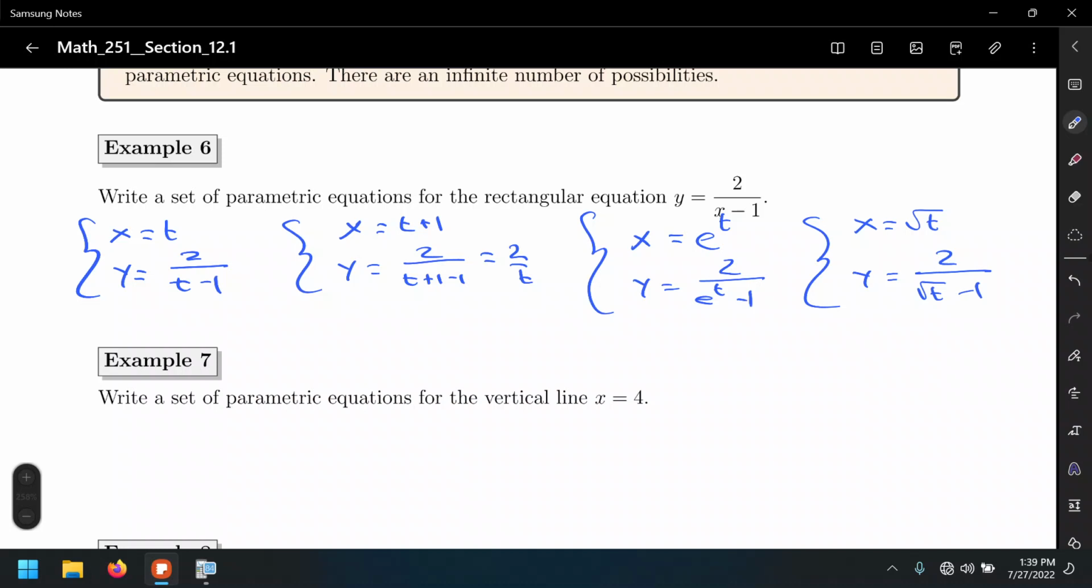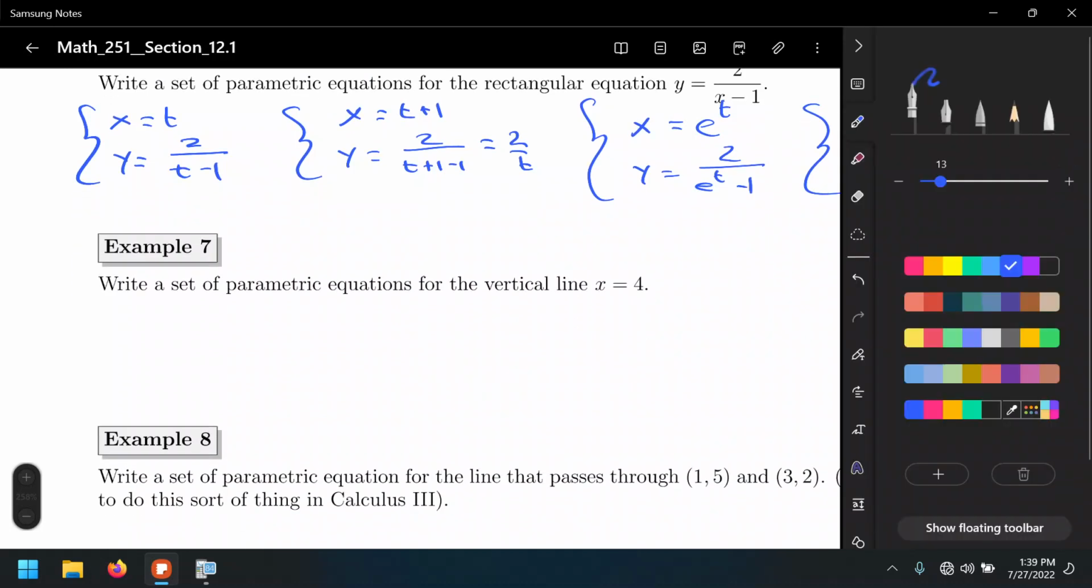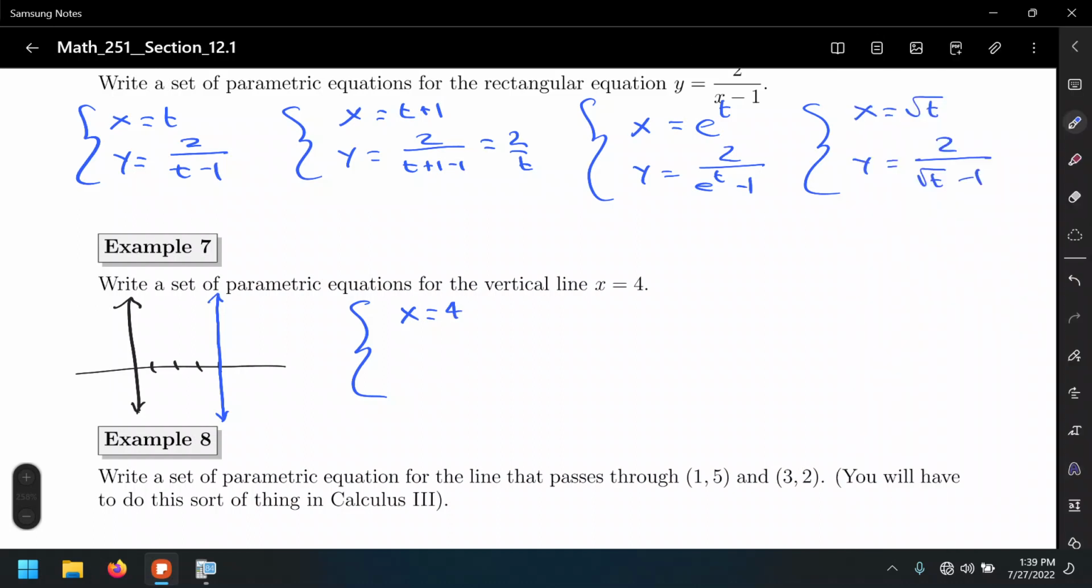Okay. Let's write another set of parametric equations for the vertical line, x equals 4. So number 1, let's draw the graph of the vertical line. At 1, 2, 3, 4. So that's our graph. And x equals 4. Okay, what would be a good equation for y?